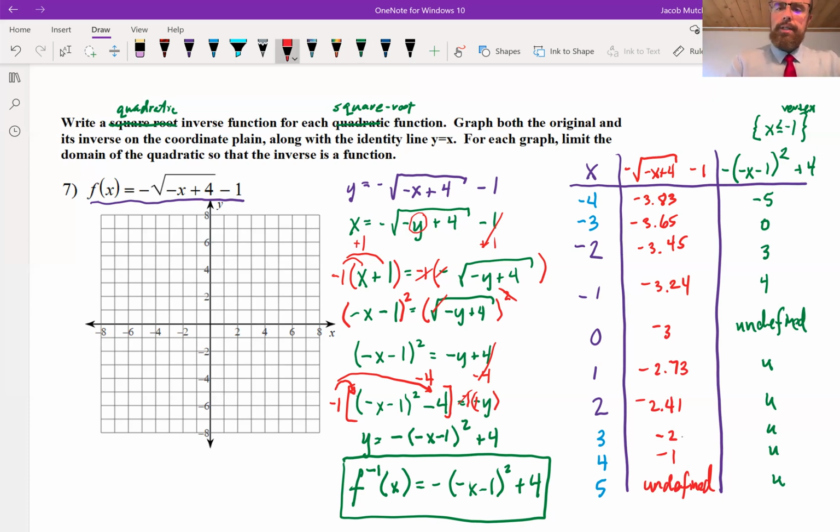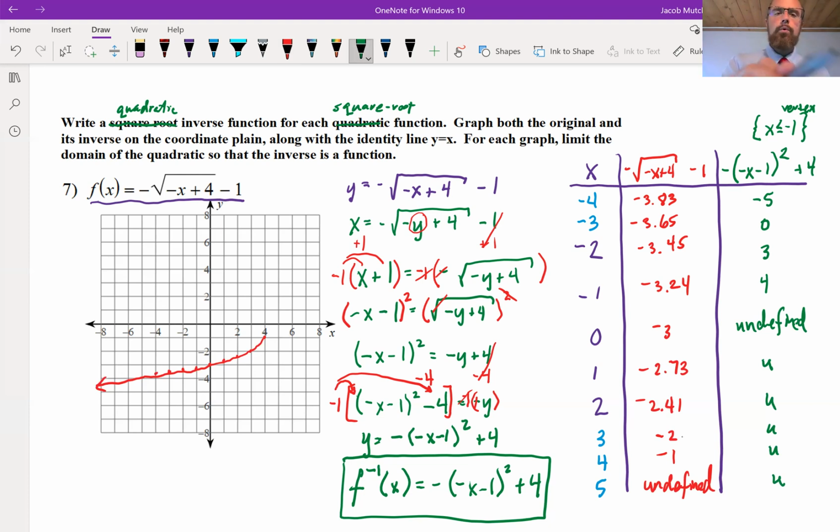We'll start with that square root. So -4, -3.83, -3, -3.65, -2, -3.45, -1, -3.24, 0 is at -3 itself, 1's at -2.73, 2 is at -2.41, 3 is at -2, and 4 is at -1. So there's my square root function. And notice it is the lower half of that full. I have kind of a ghost upper half that I'm not including, so that is a function.